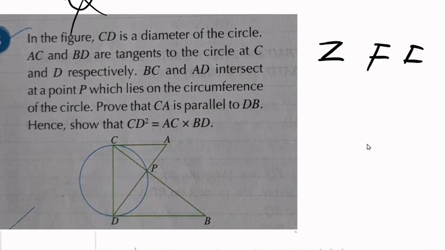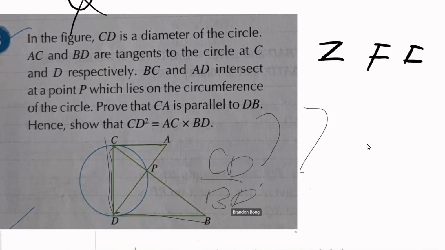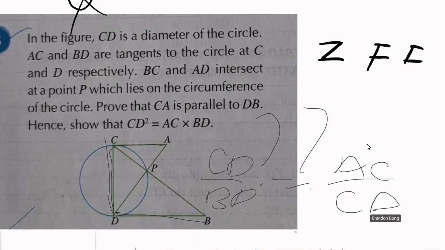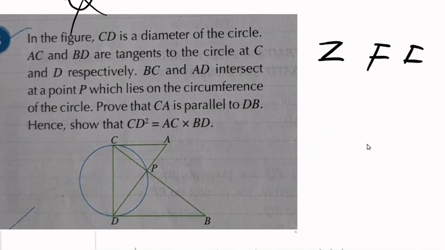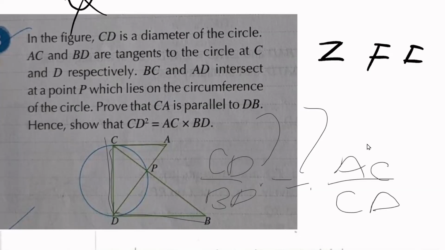Hence, show that CD squared equals AC times BD. How? It's the same question. Previously, you already saw a square question, right? What's the trick? Something times something equals something times something. Very good. Then from there, you link it to what kind of triangle? Draw two triangles that are similar and involve those lines.